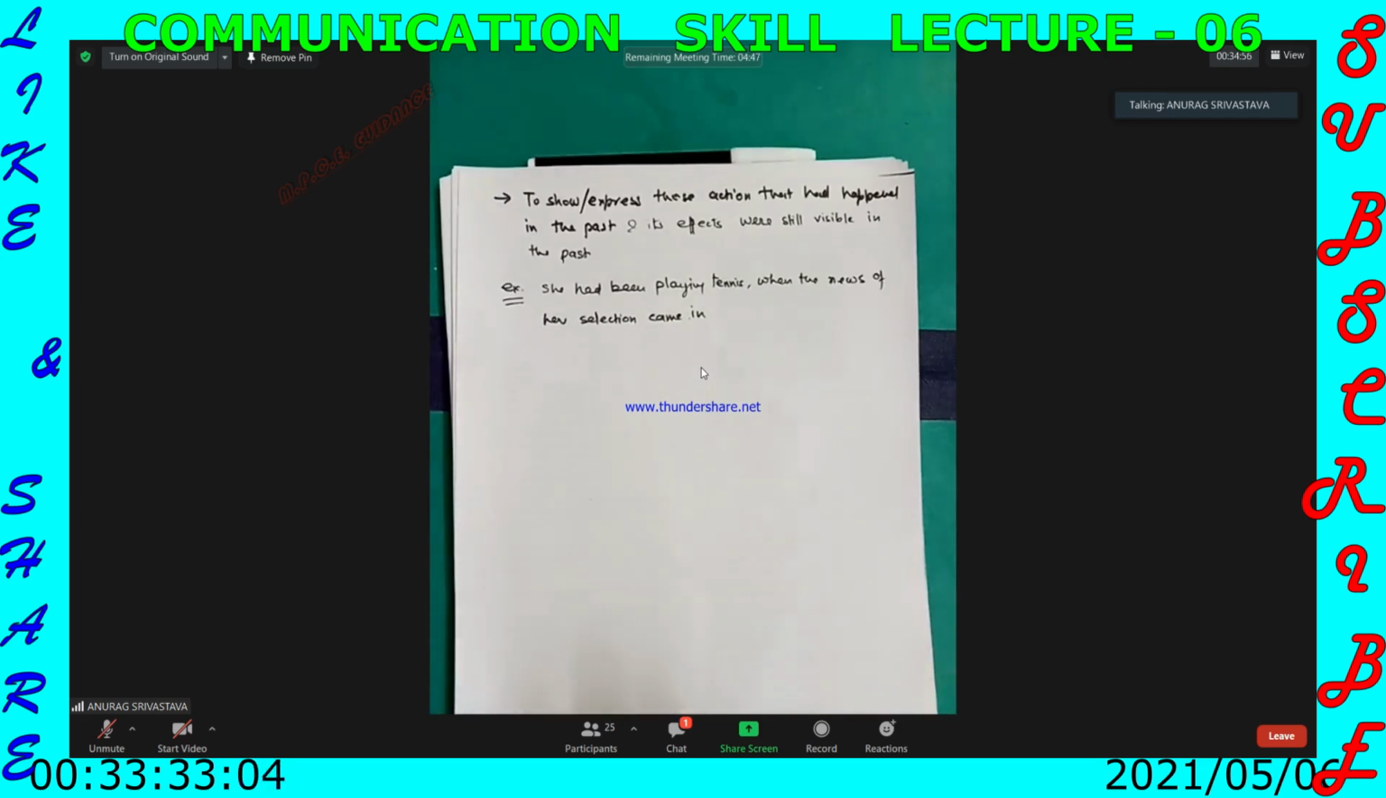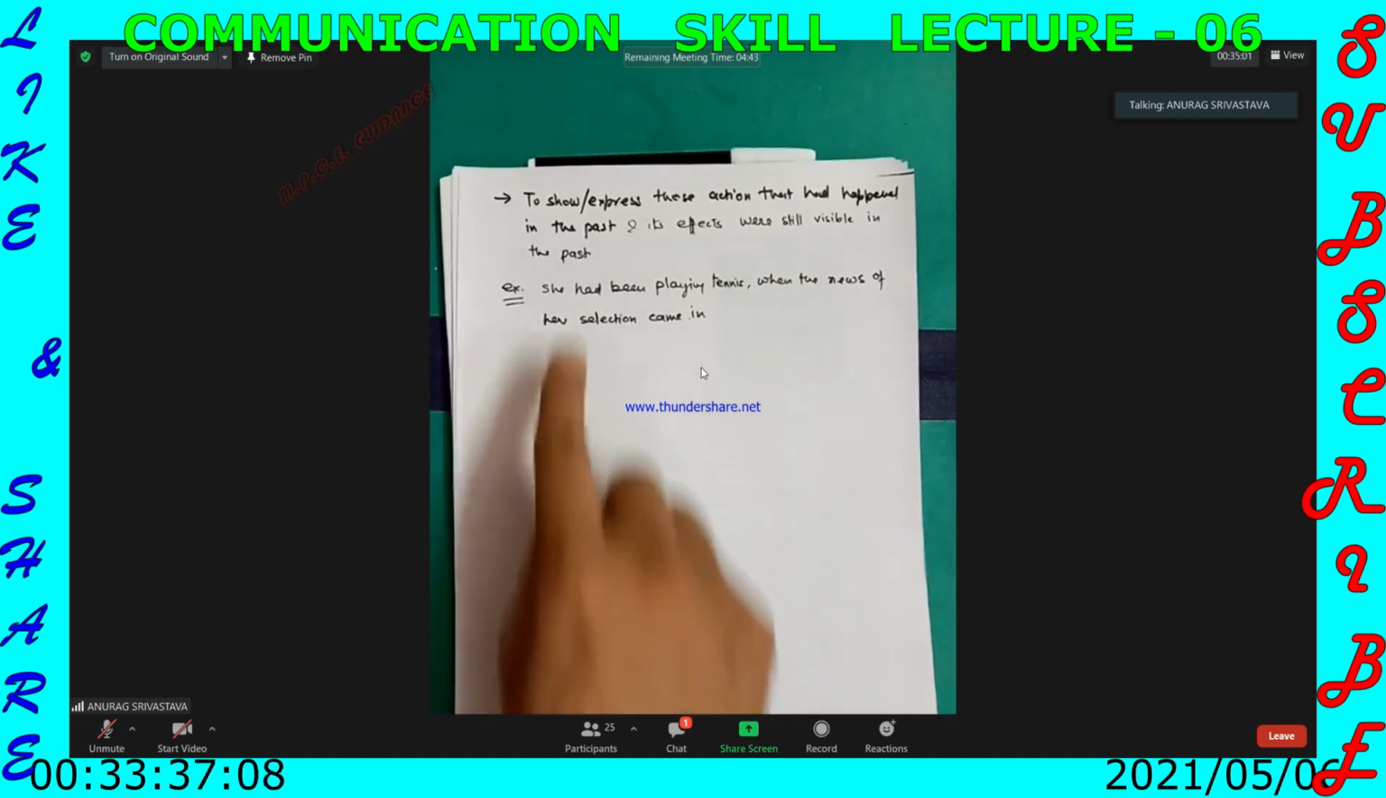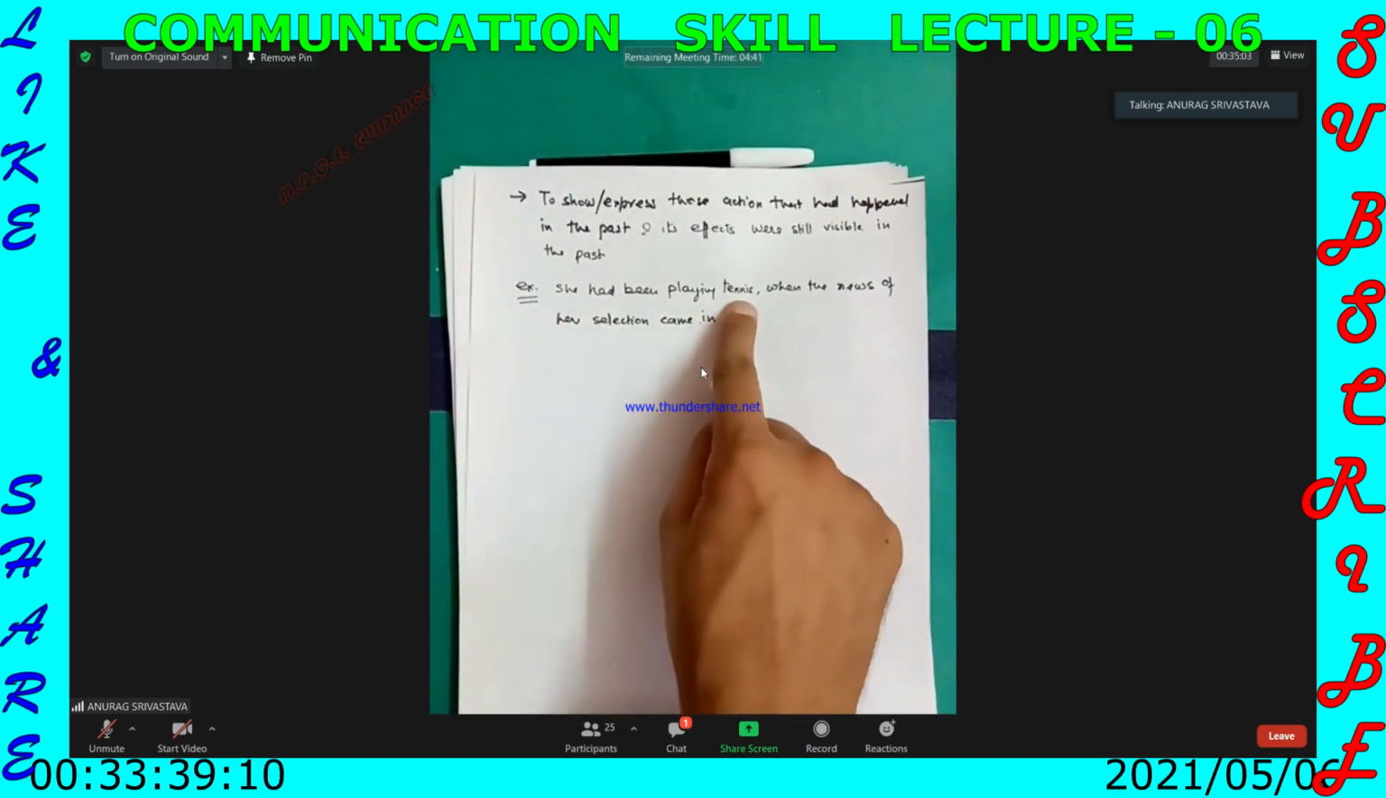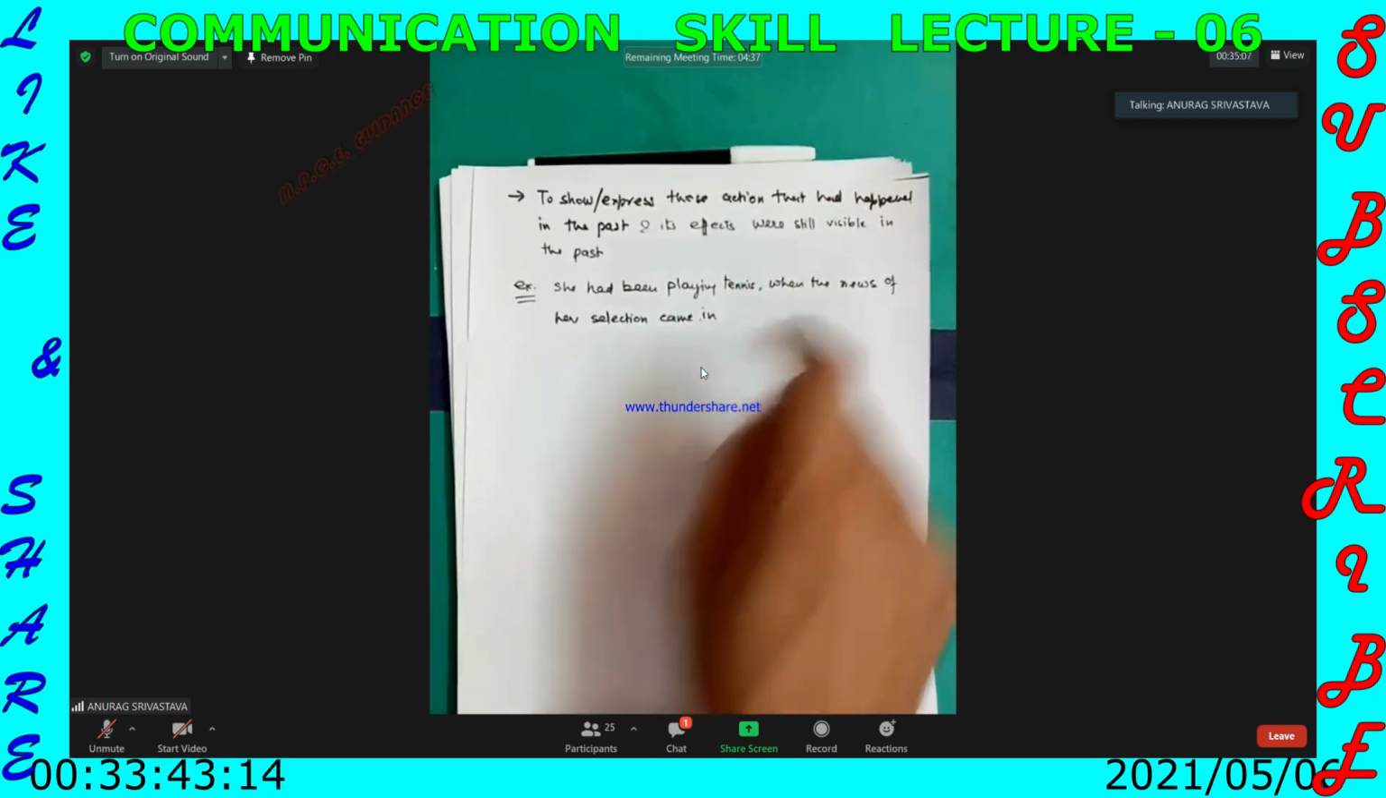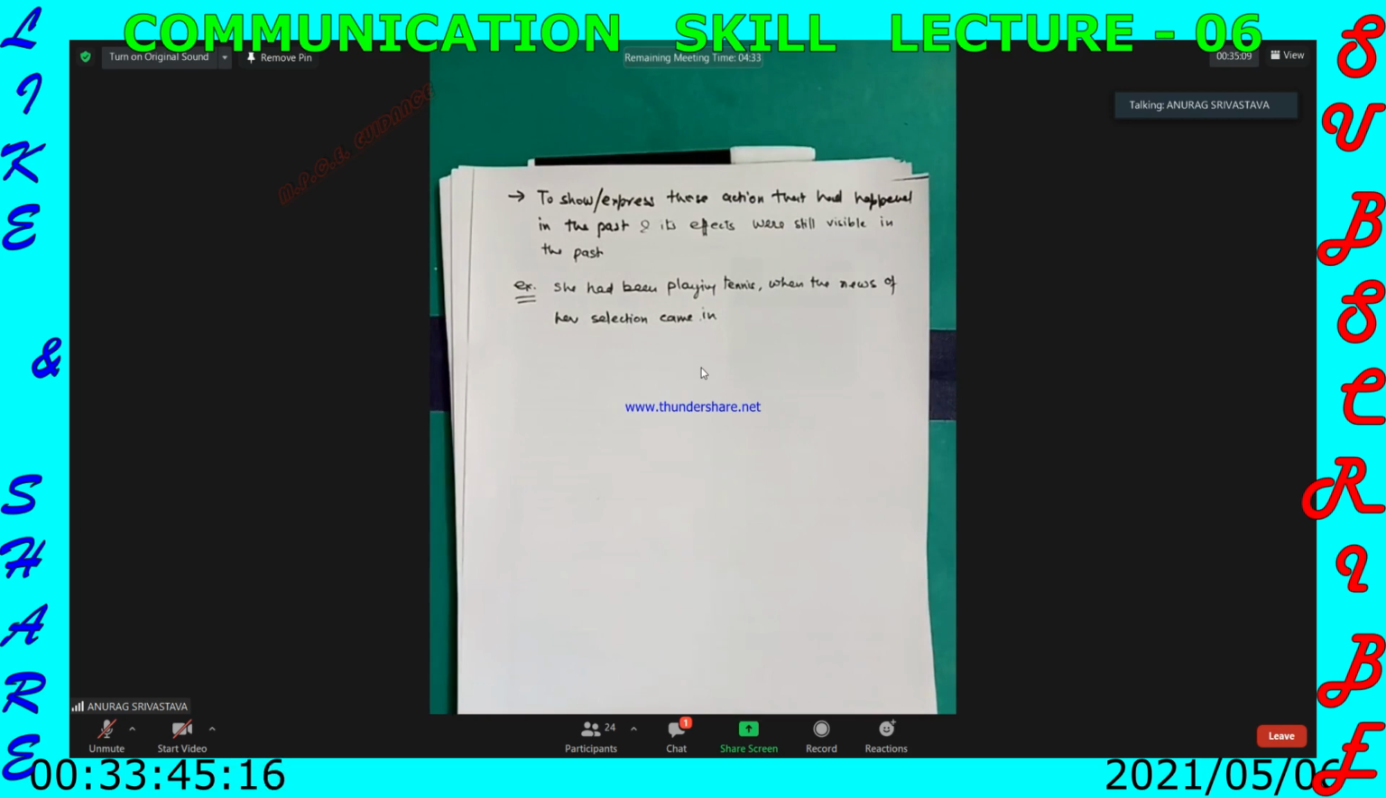So the past perfect continuous tense will also express those type of actions that had occurred in the past, and whose effect is also visible in the sentence. So this type of sentences will also be written in the past perfect continuous tense. Fine. So these are some examples we have discussed in the past perfect continuous tense.